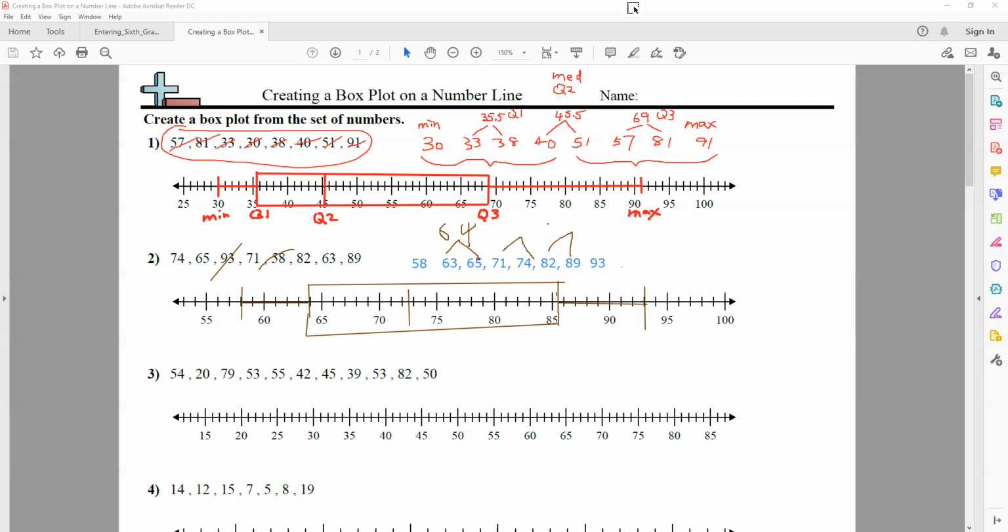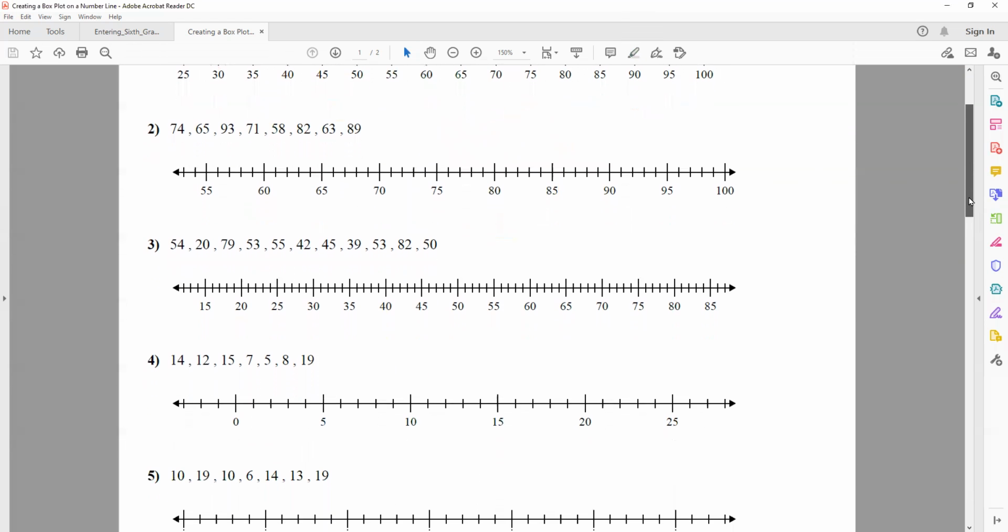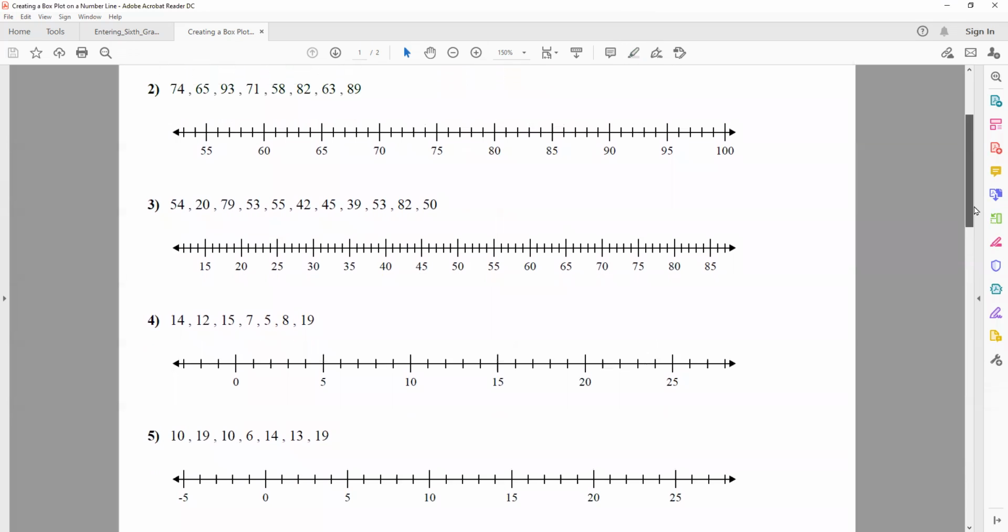Okay, now I'm gonna clear this. Number 3, I'm gonna try that first and see what you come up with, okay? So write the entire set of numbers. So there's 1, 2, 3, 4, 5, 6, 7, 8, 9, 10. There's 11 numbers, okay? It's gonna be a little bit different than what you just did.